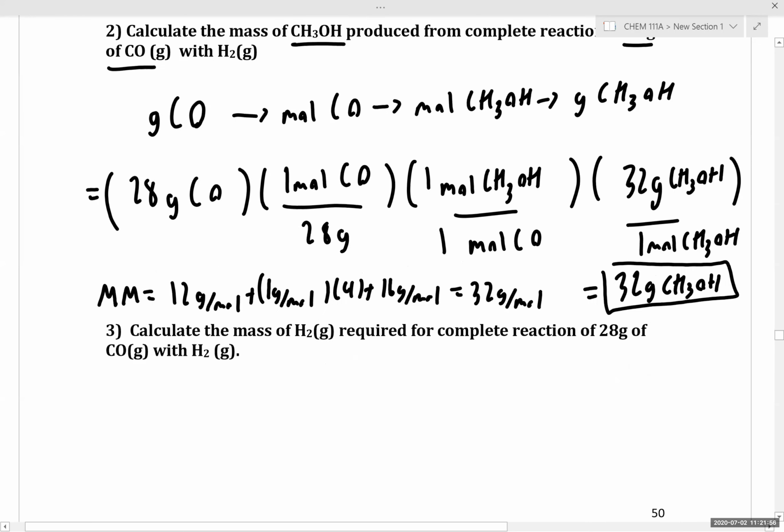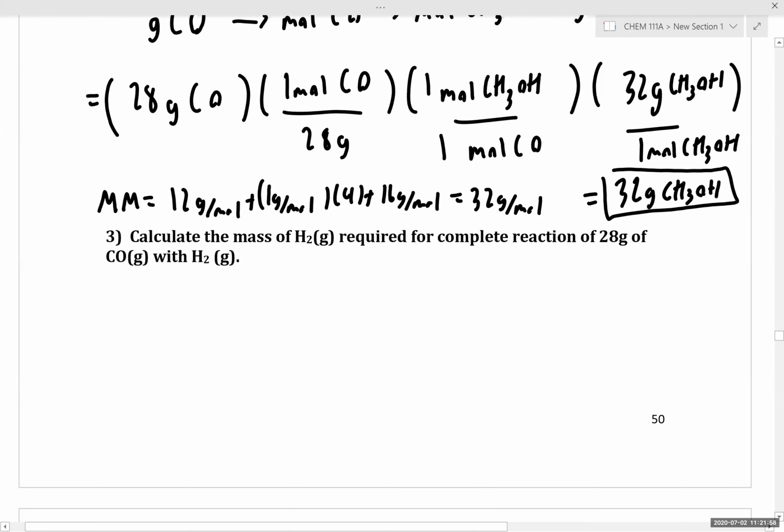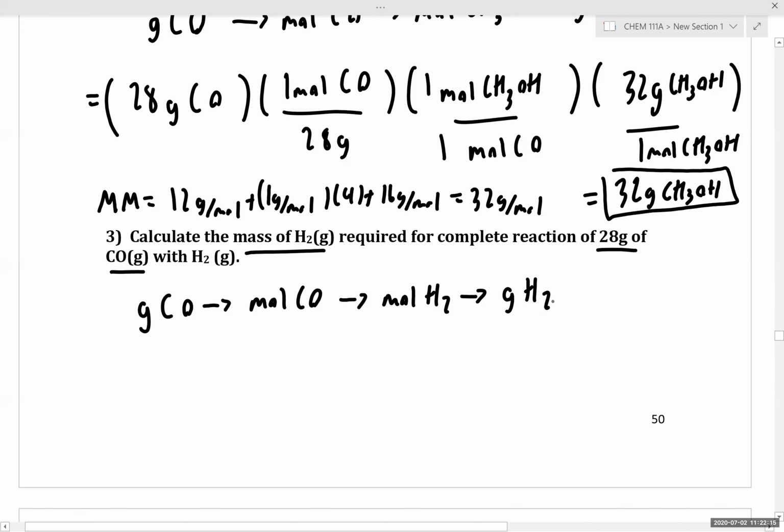Okay, let's keep going with this. We're asked to calculate the mass of hydrogen required for a complete reaction of 28 grams of carbon monoxide. So we're going from grams of carbon monoxide to moles of carbon monoxide to moles of hydrogen to grams of hydrogen. So we have 28 grams of carbon monoxide times 1 mole of carbon monoxide per 28 grams.